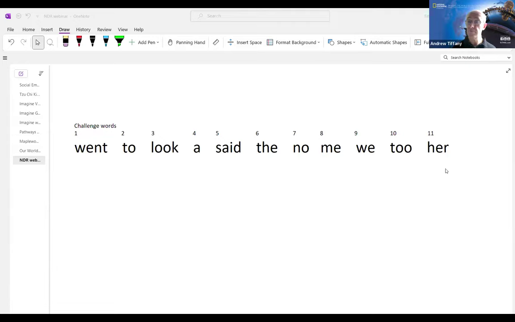What else is similar? Me and we, yeah. Very good. So they're a minimal pair. Okay. Me and we. Okay. What about number two and number seven? What's similar and what's different? Number two and number seven. Yeah, so the first letter is different and the sounds, very good, are different.